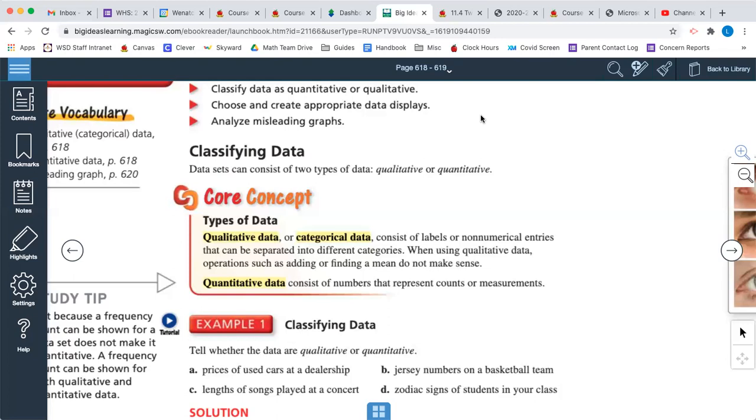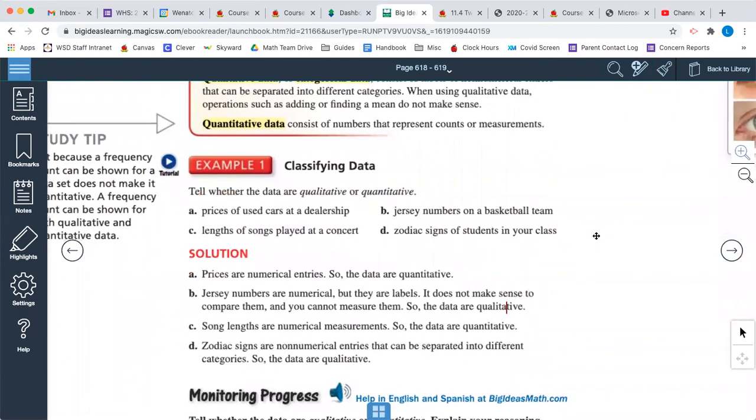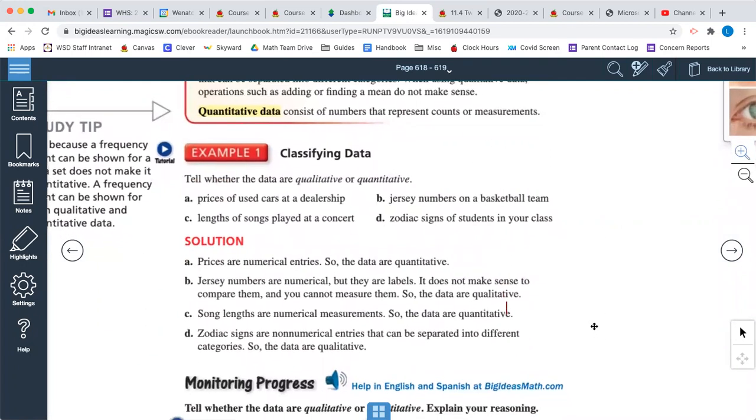Now, the last one, zodiac signs of students in your class, should be quite obvious. That's categorical or qualitative data. It obviously has no numeric association at all, and it's just, can you put students into discrete categories of zodiac signs? So that one's pretty straightforward. And if we check our various solutions here, prices are numerical entries. There's quantitative. Jersey numbers are numeric, but they are labels. Like I said, song lengths are numeric measurements, and zodiac signs are obviously non-numeric entries.